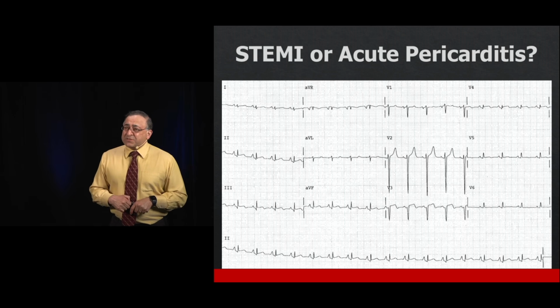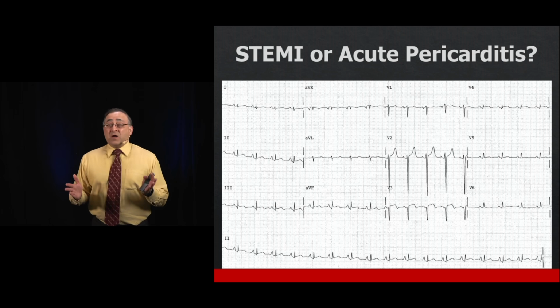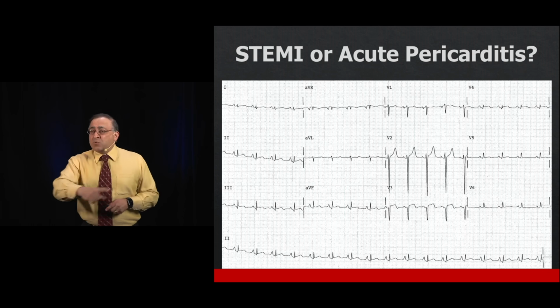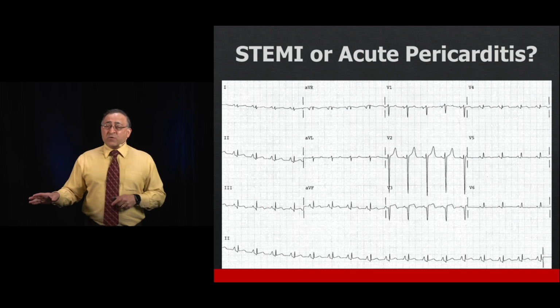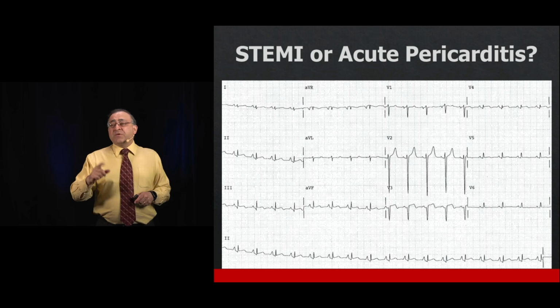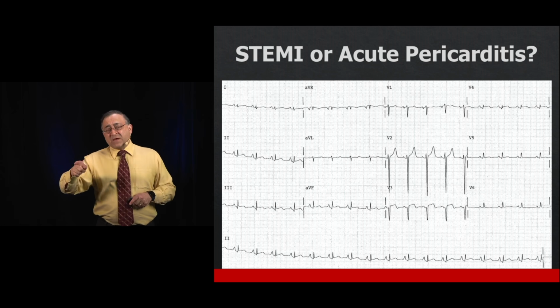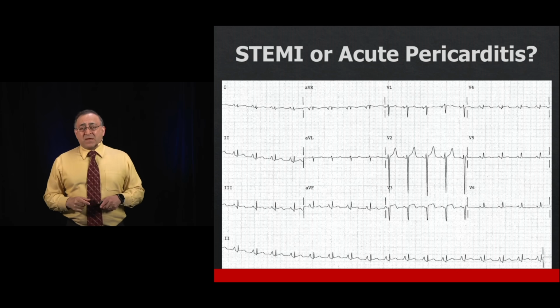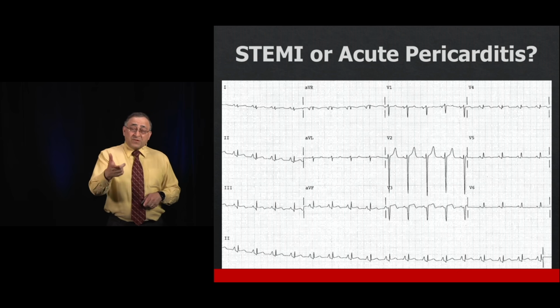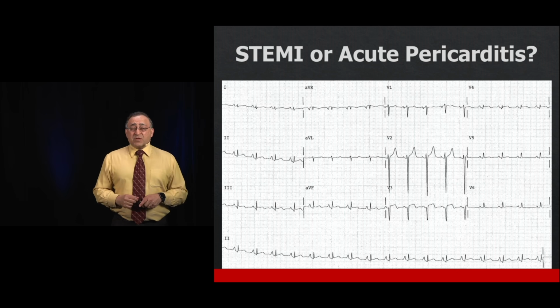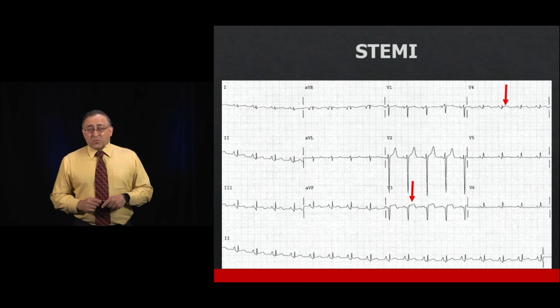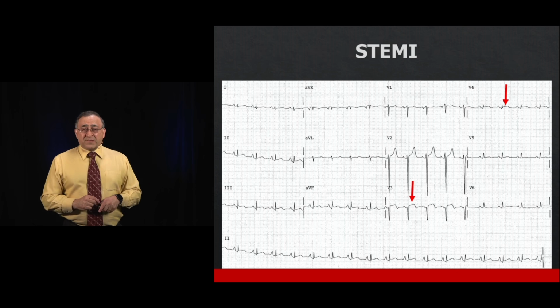Lead 3 ST elevation is greater than in lead 2, and there's horizontal ST elevation. Pericarditis is not allowed to do that. I think it's like international law that pericarditis must have only concave elevation everywhere. If you ever see even 1 or 2 leads with horizontal or convex elevation, it's got to be a STEMI. Don't call it pericarditis. And that's what this turned out to be. It turned out to be 100% acute LAD STEMI right from the very start. And there's your horizontal elevation.